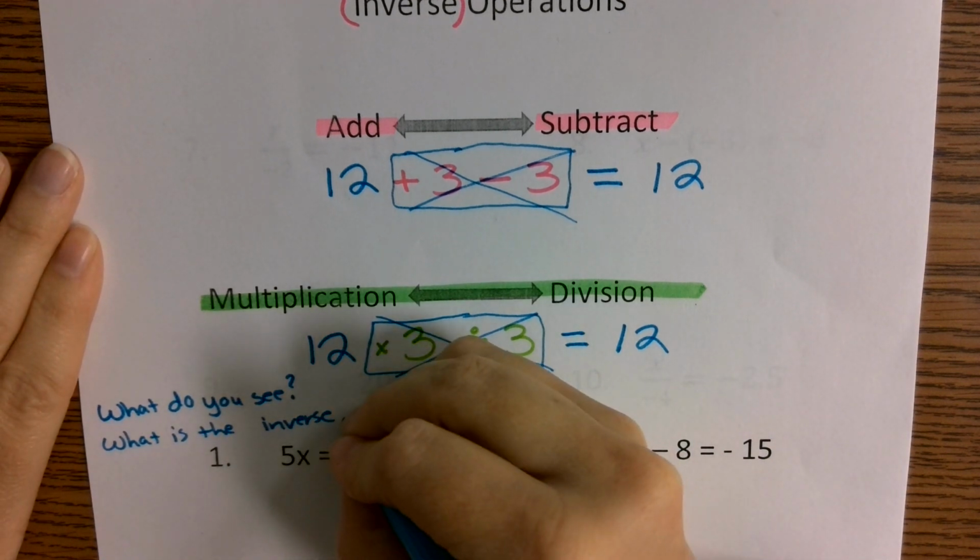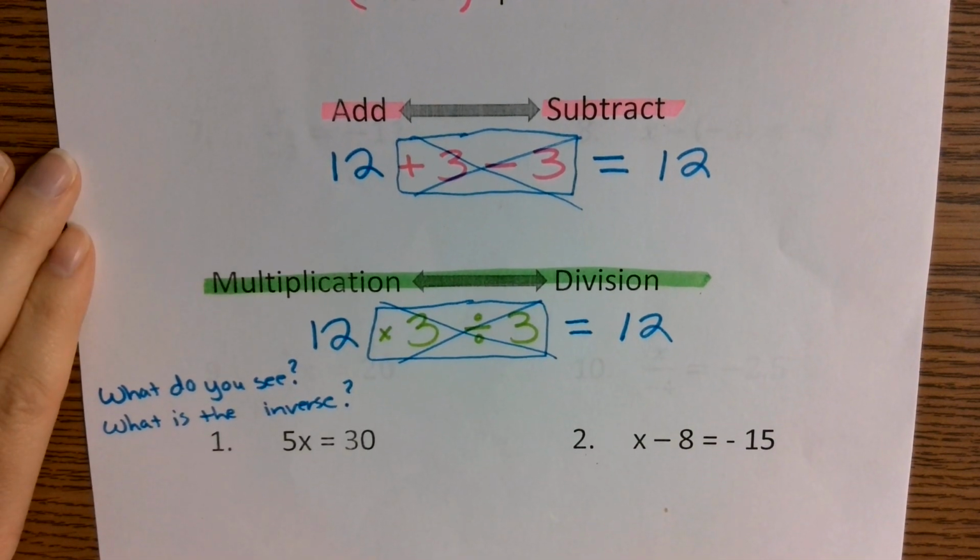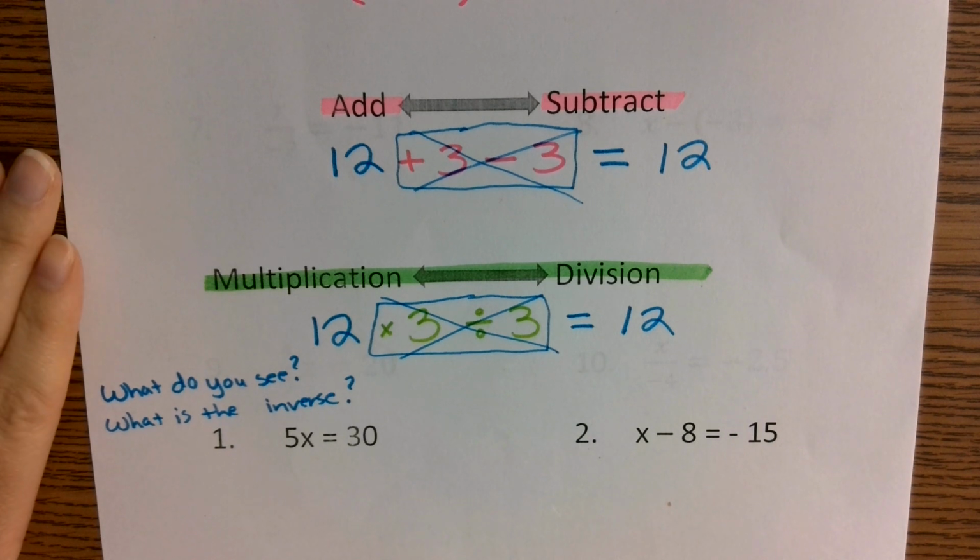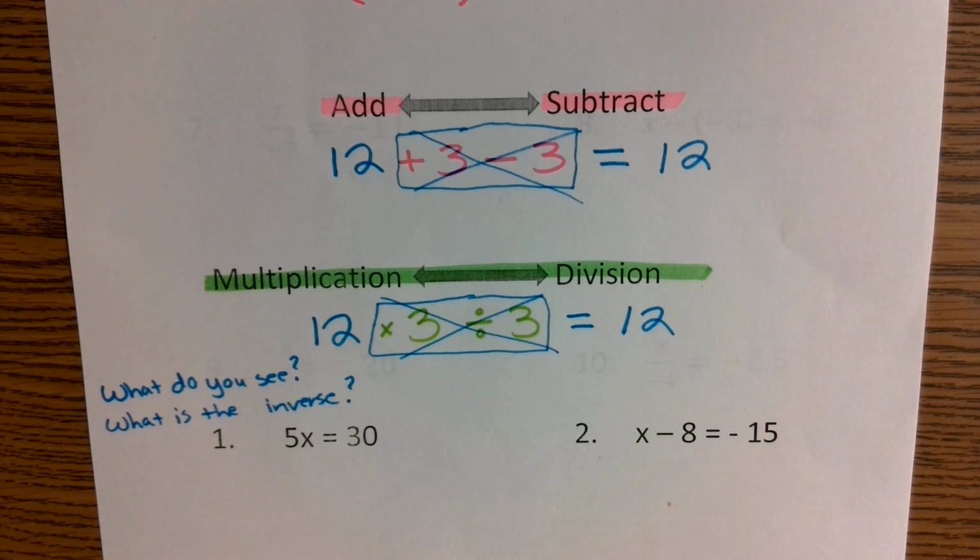So that's what I'm going to be asking you for these next couple of questions. What do you see? So you're going to tell me what operation do you see? Do you see multiplication? Do you see division? Do you see addition? Do you see subtraction? What operation do you see? And then what would be the inverse of that operation?